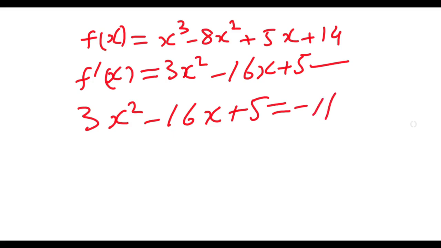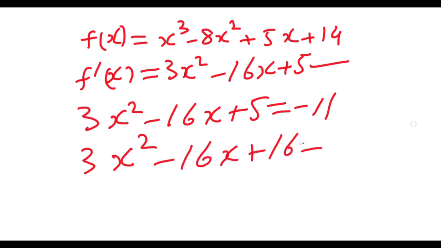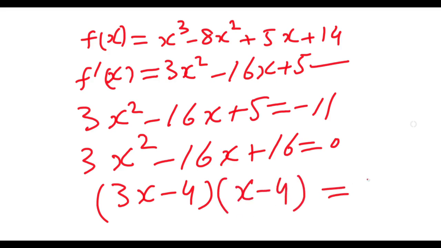We're going to equate. So this becomes 3x squared minus 16x plus 16 is equal to 0. We need to solve for x here. So we simplify. We're going to factorize: (3x minus 4)(x minus 4) is equal to 0. I factorize this expression.